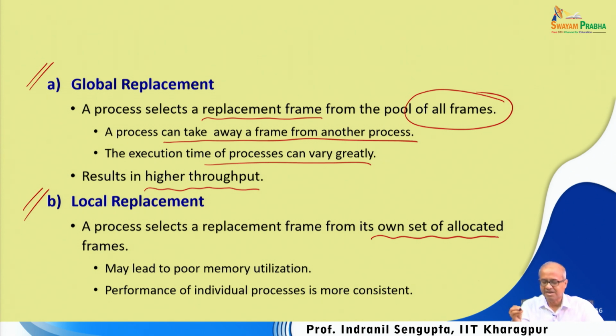So, first thing is that this may lead to poor memory utilization. Why? Because you see, I am replacing from my own set of 10, but maybe some other process is occupying many frames but not using them. I could have used them. Okay. So, generally this may lead to poor memory utilization because I may be using all my 10 frames very frequently, but still I am replacing one of them, and I am not disturbing the other processes. That is why the performance of individual processes become more consistent in this case. This is one thing.